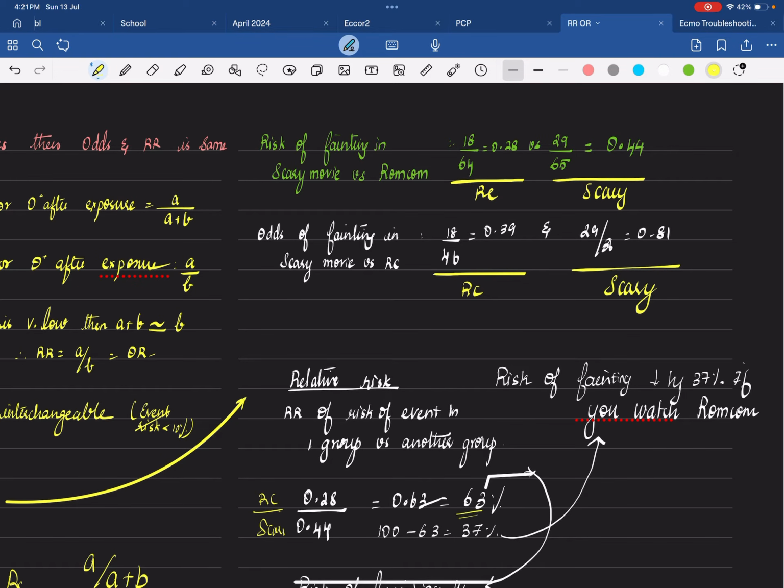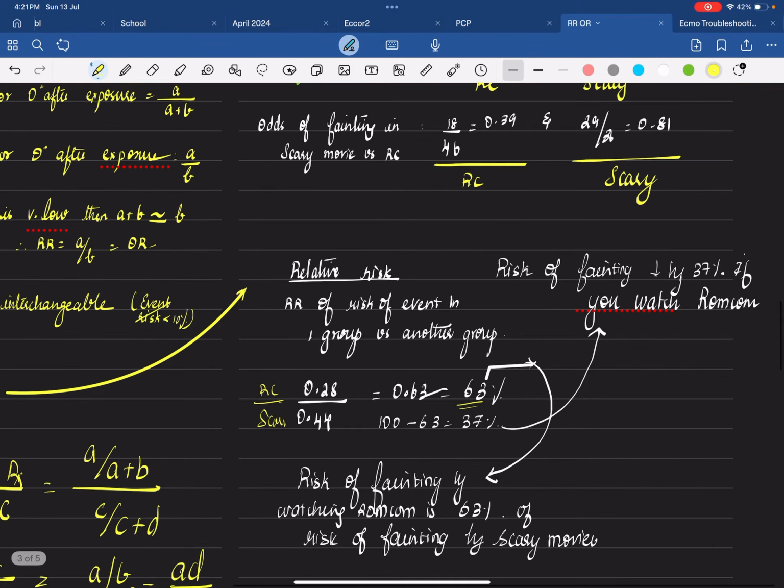So when you have an answer of 63%, what it means is that the risk of fainting by watching rom-com is 63% of the risk of fainting by watching a scary movie. You are saying scary movie is 100%, and compared to that the risk is 63%. Or in other words, you reduce the risk of fainting by 37% if you watch a rom-com. Correct? So this is relative risk. You are relatively comparing your scary movie versus a rom-com.